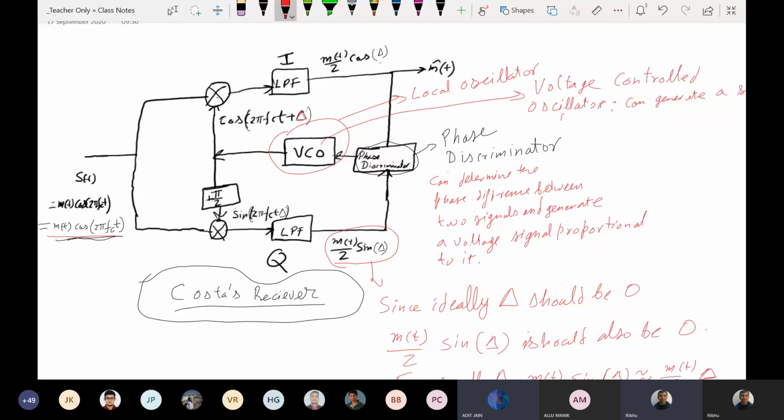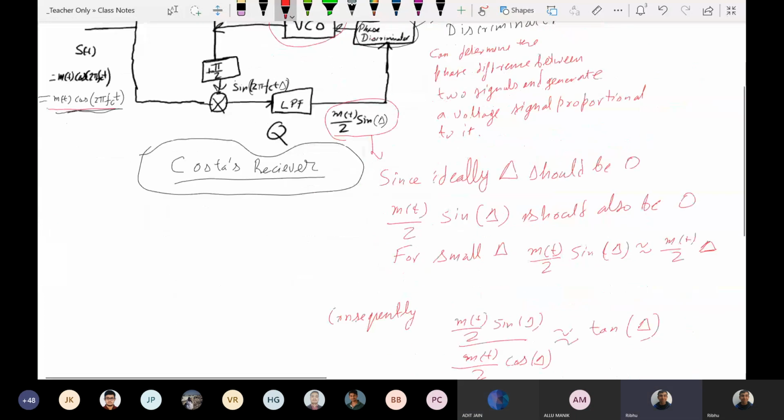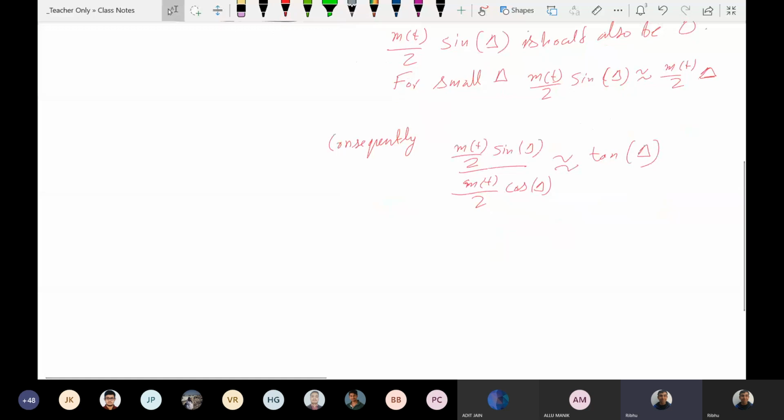So this is kind of a negative feedback. Yeah, this is a negative feedback loop. This is a feedback loop based system, and this is a negative feedback loop.